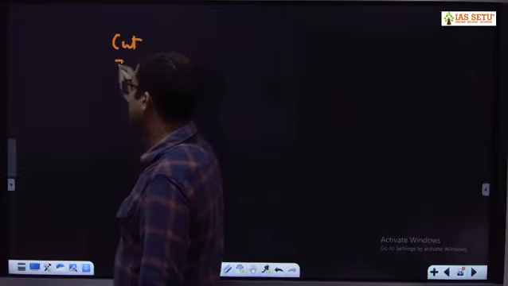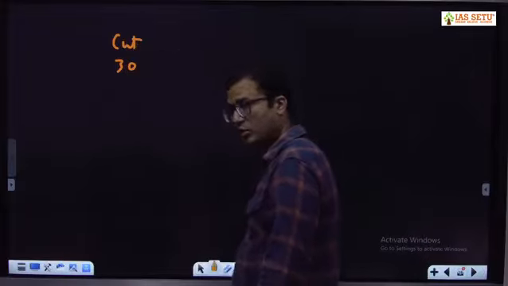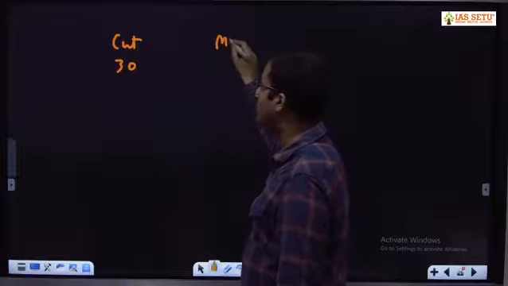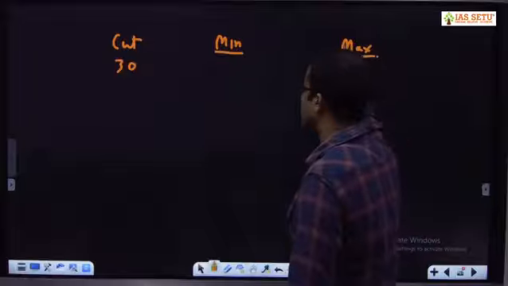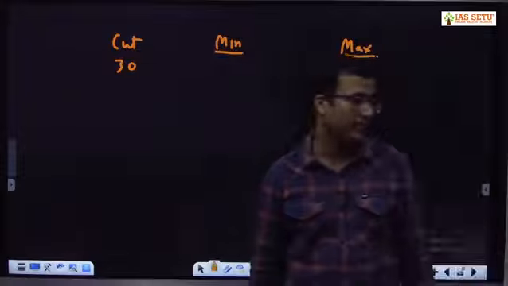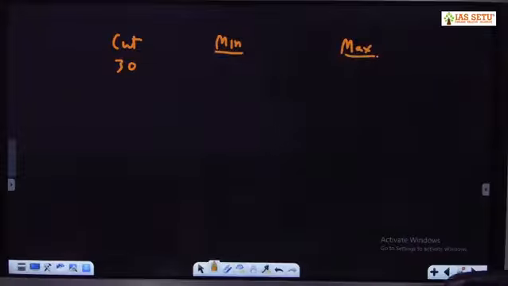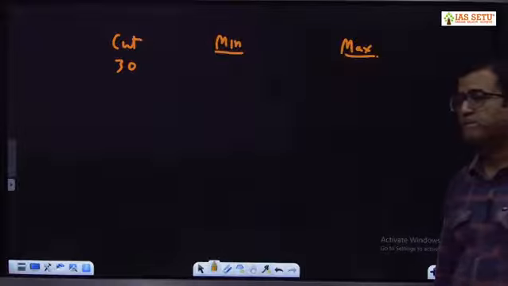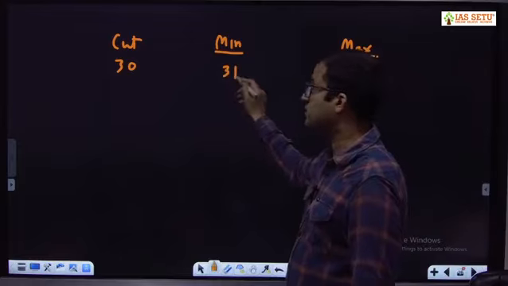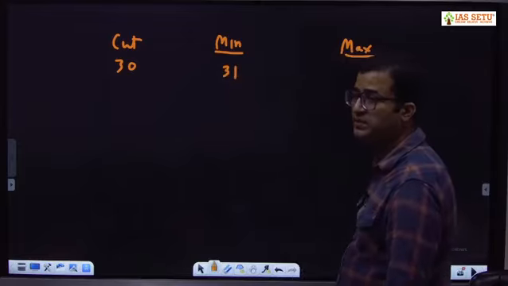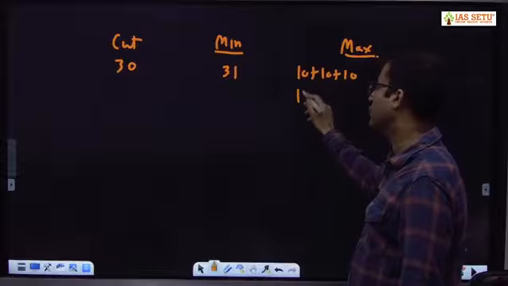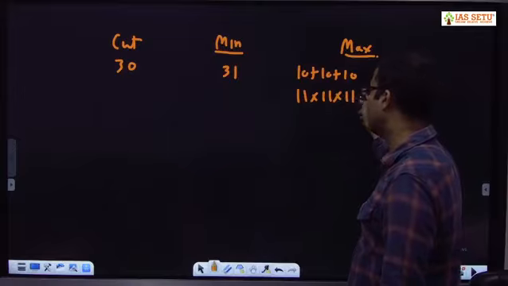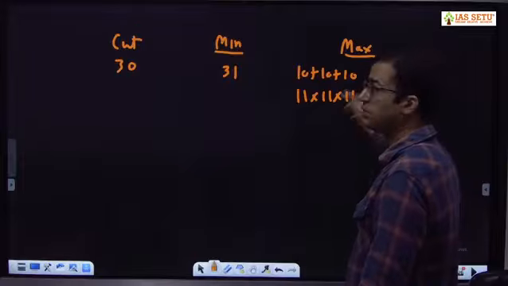You have to put 30 cuts on a cube. What are the minimum number of pieces possible and what are the maximum number of pieces possible with 30 cuts? With 30 cuts, what are the minimum number of pieces? What are the maximum number of pieces? Minimum pieces 31, maximum pieces 10 plus 10 plus 10 gives you 11 into 11 into 11, 11 cube, which is 133.